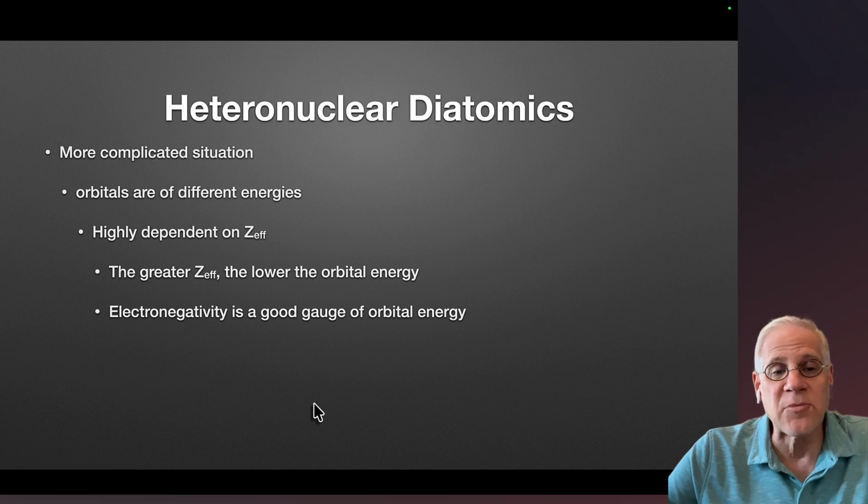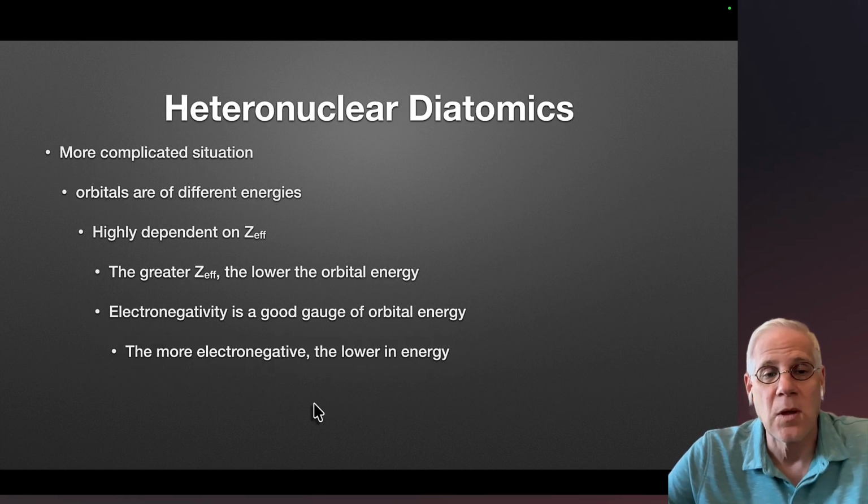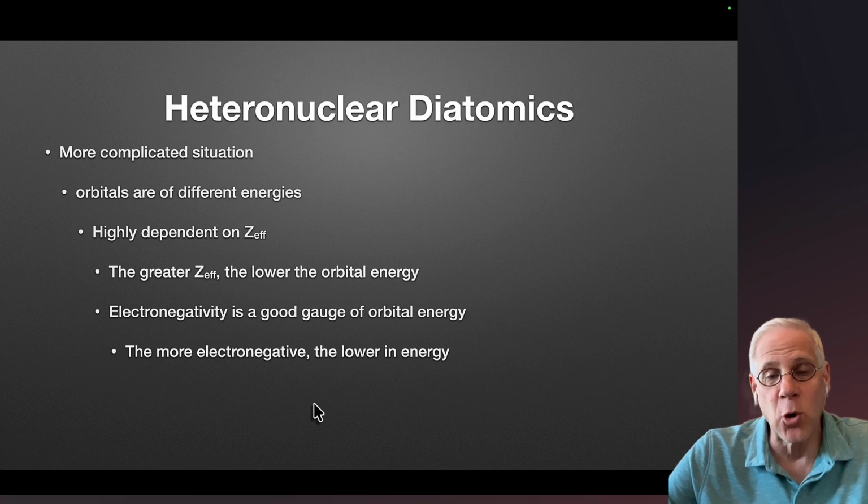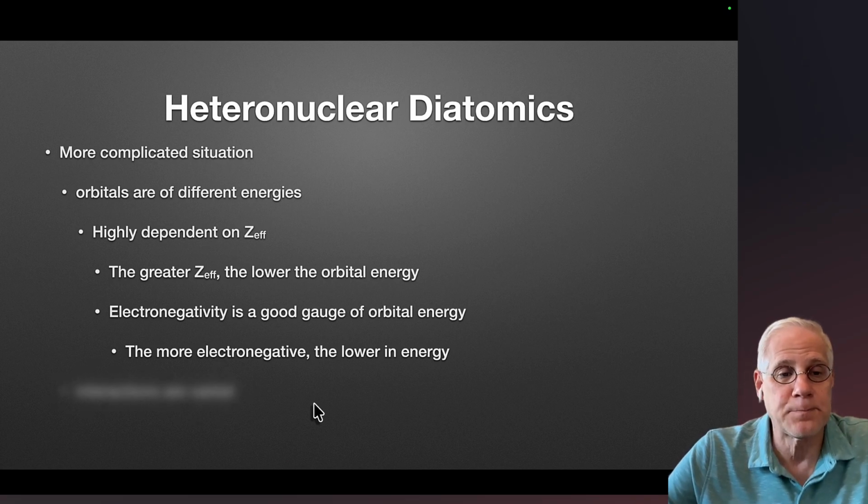If you're just looking at two atoms and you're not quite sure where they're at, you can always take a look at the electronegativity of the two atoms. It's a good gauge of orbital energy. It's also affected by Z effective, which is why those two things follow the same trend. So the more electronegative an atom is, the lower in energy the orbitals are going to be.